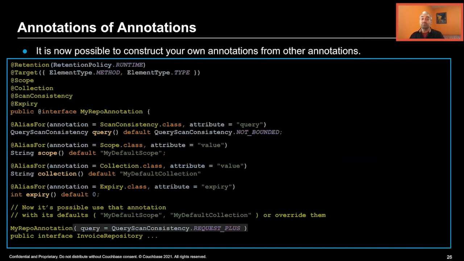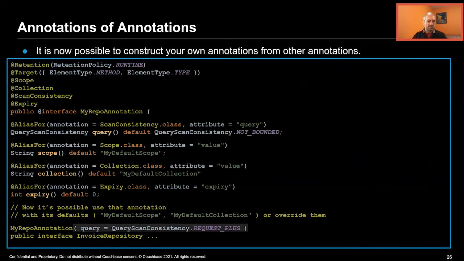And there's one more thing after options. There has been discussion about how it's cumbersome to use annotations because you end up repeating the same thing over and over in multiple places. Well, now using the Spring Data Framework annotation utilities, you can make up your own annotations. Here I've made up my repo annotation, and it's made up of all these other annotations.